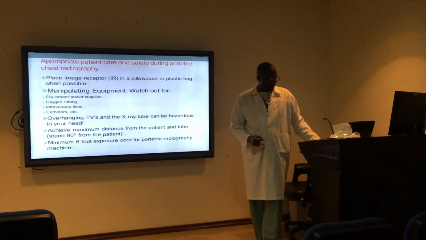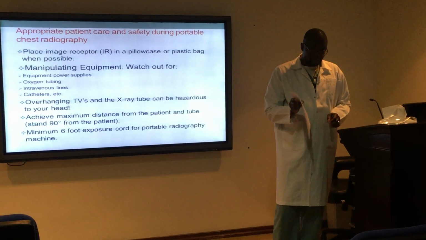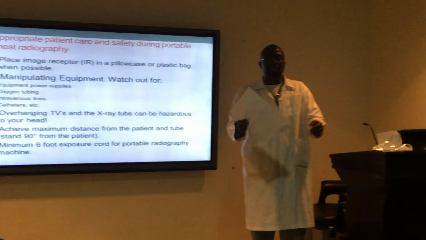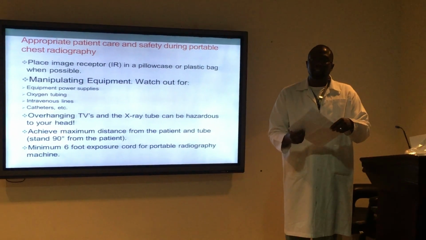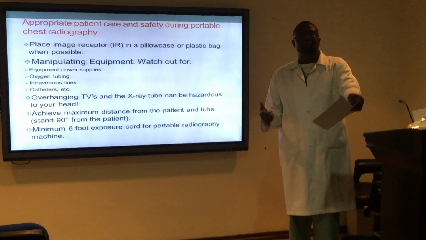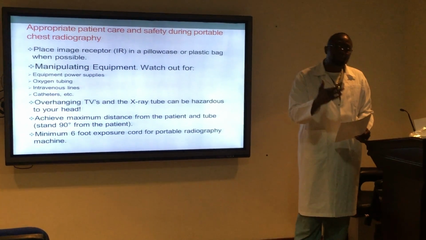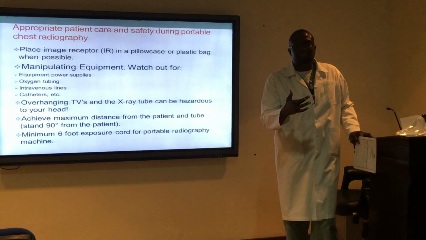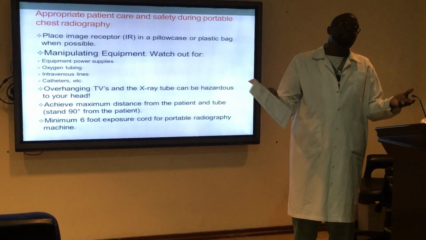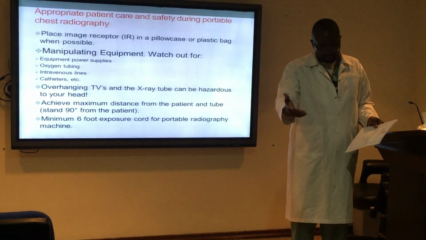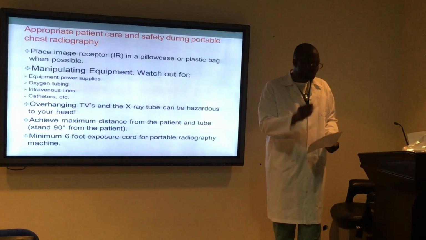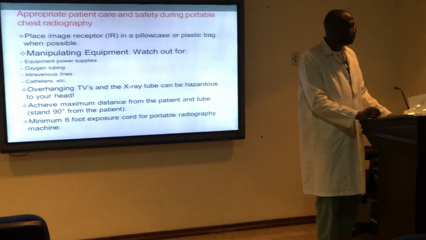Our image receptor: always try to put it in a plastic bag or a pillowcase, because it's cold. This is part of patient care. Try not to put a cold cassette behind the patient. Make them feel as comfortable as possible. Just imagine yourself being the patient. How would you feel in the middle of the night if someone just comes to your room and puts a cold cassette behind you? I'm sure you're not going to like that. So let's always think about our patient first. Patient care always.